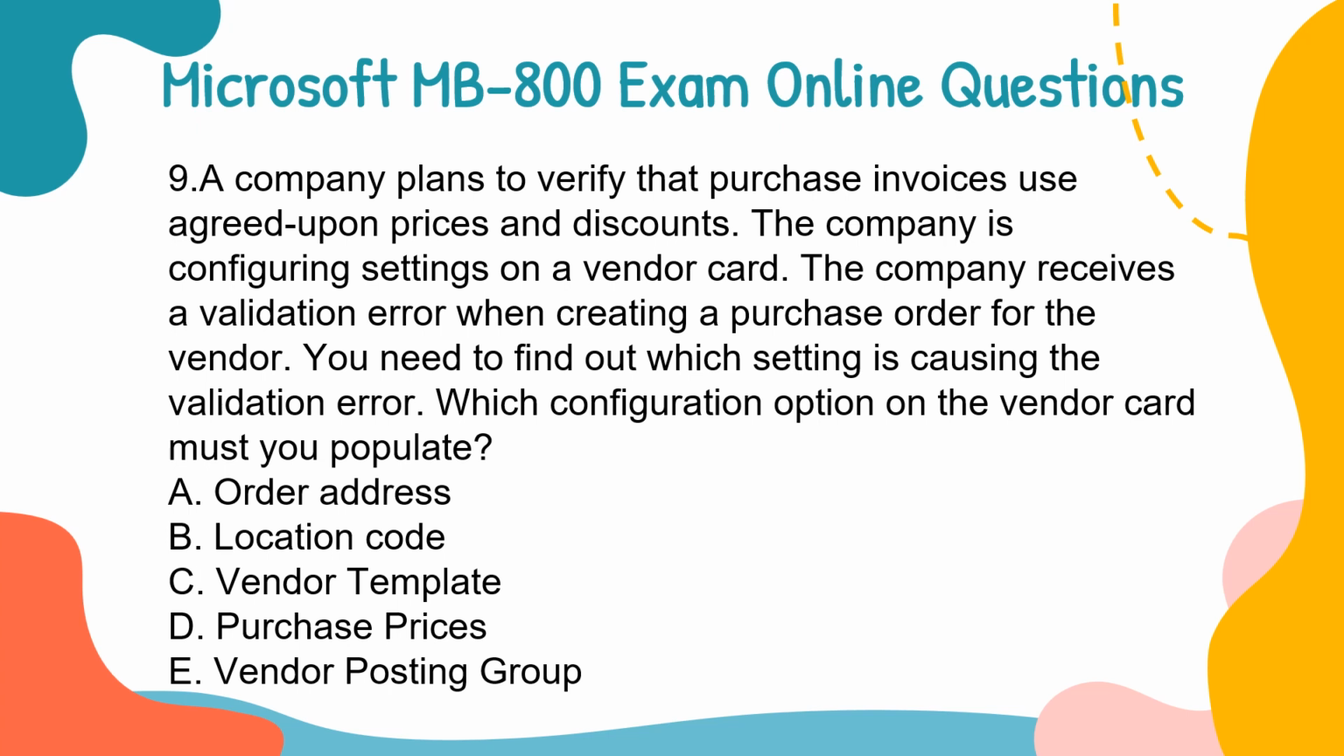A. Order address. B. Location code. C. Vendor template. D. Purchase prices. E. Vendor posting group.